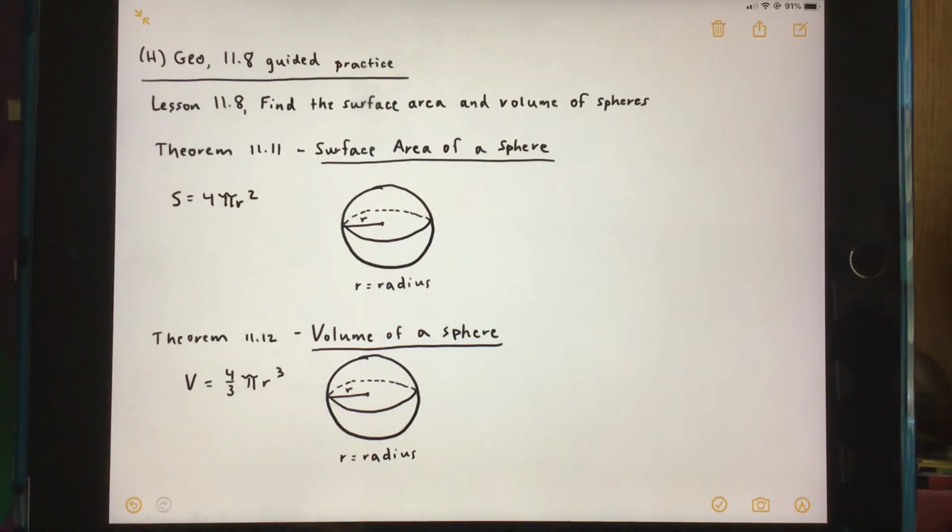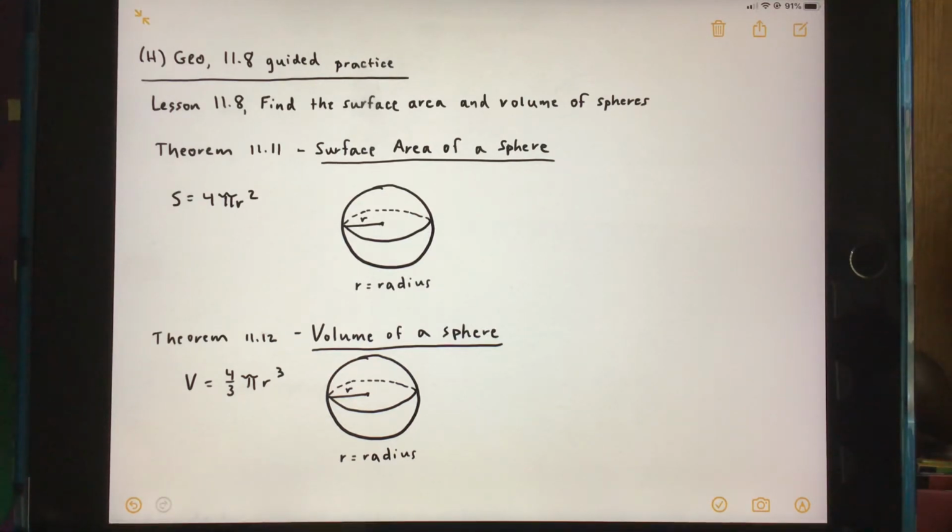Hello geometry classes. We are going to go over our guided practice for lesson 11.8 where we're working with spheres, ball-shaped solid figures, and we're going to work on finding the surface area and the volume of a sphere. So we have two theorems. That's where we're going to start with the two theorems.